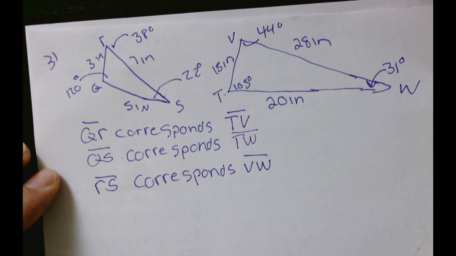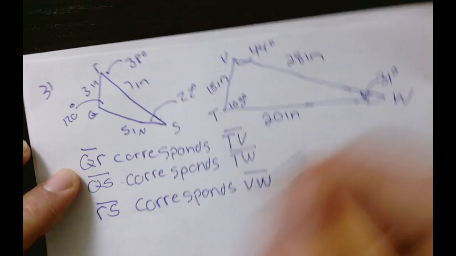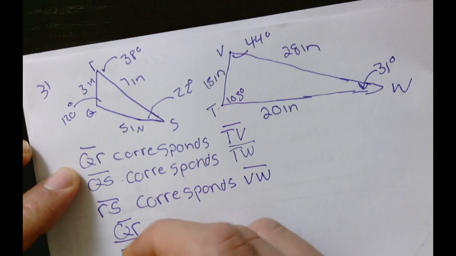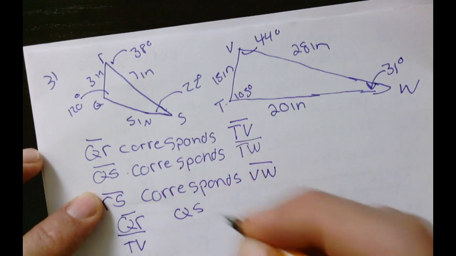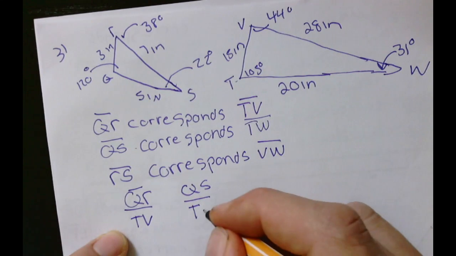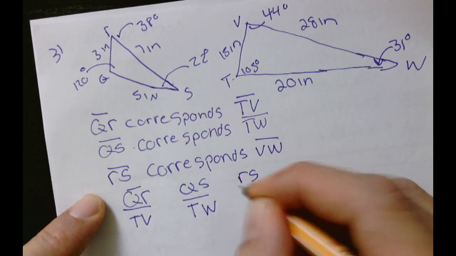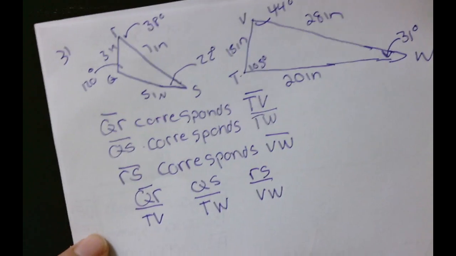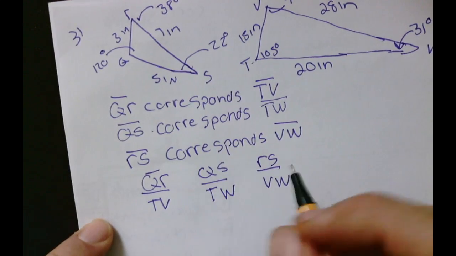In our second step, we can just write these as ratios. So we've got QR over TV. Then we have QS over TW. I said W, but I meant V on the first one, sorry about that. Then we have RS over VW. So now we've got our three ratios. The last step then is to write the numbers in them.